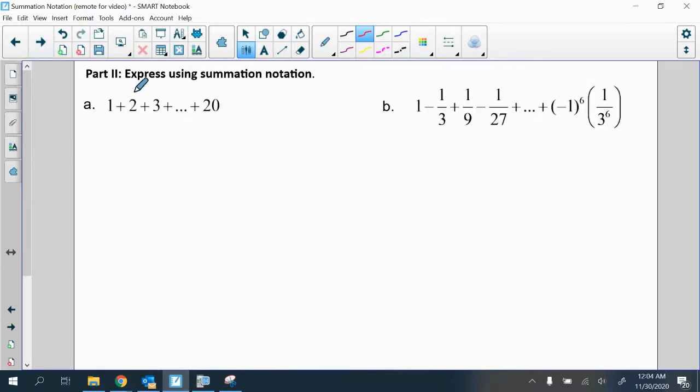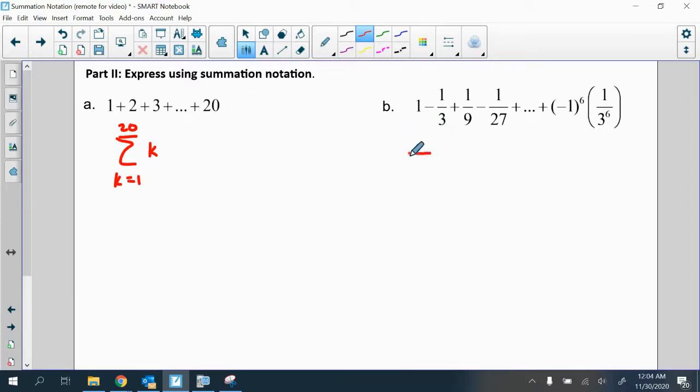All right, let's express using summation notation. So if I have 1 plus 2 plus 3 plus 4 plus dot dot dot all the way to 20, that would be the sum from k equals 1 to 20 of k. Notice it's just indexing all of the numbers from 1 to 20, and then I add them all up.